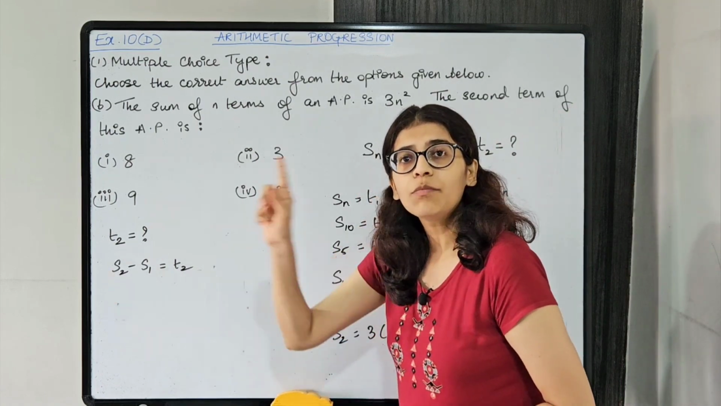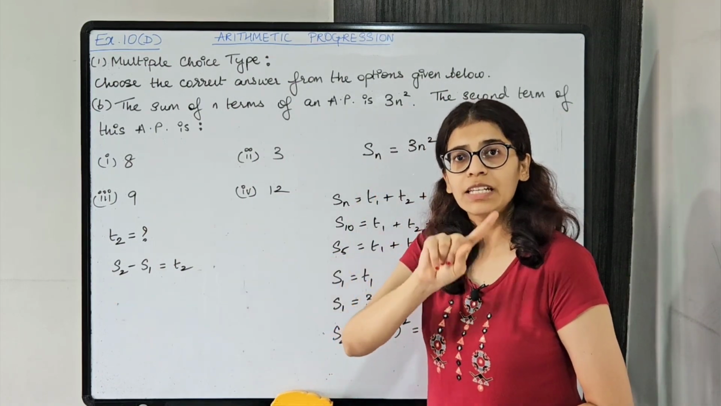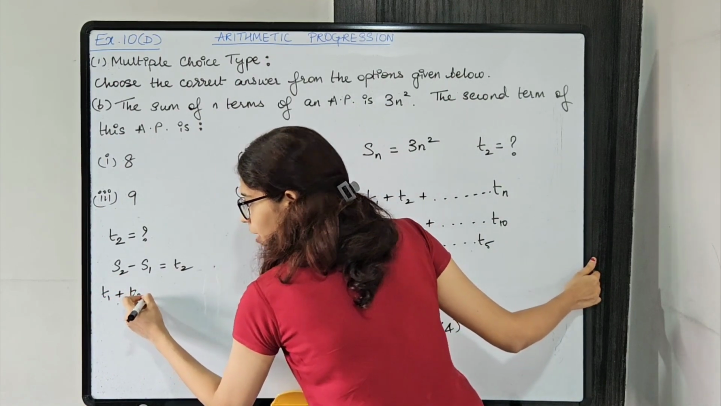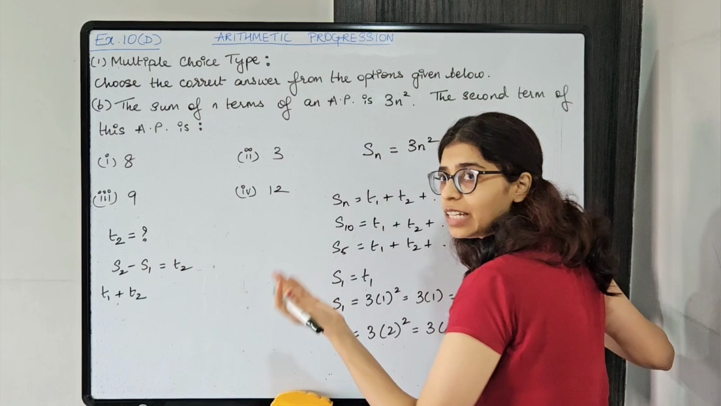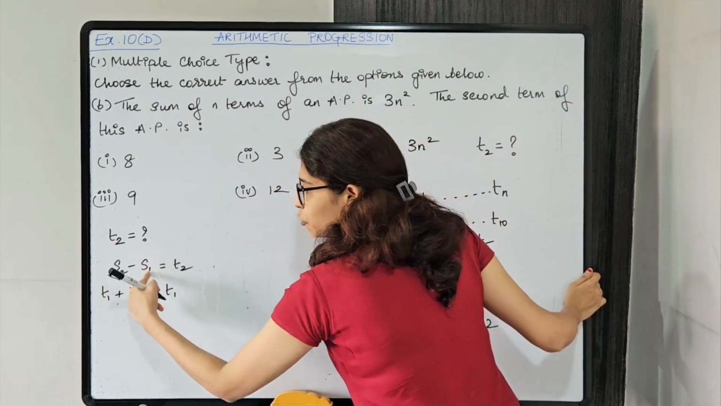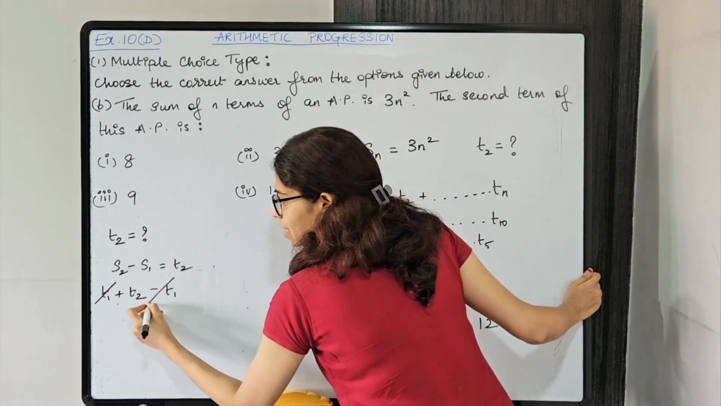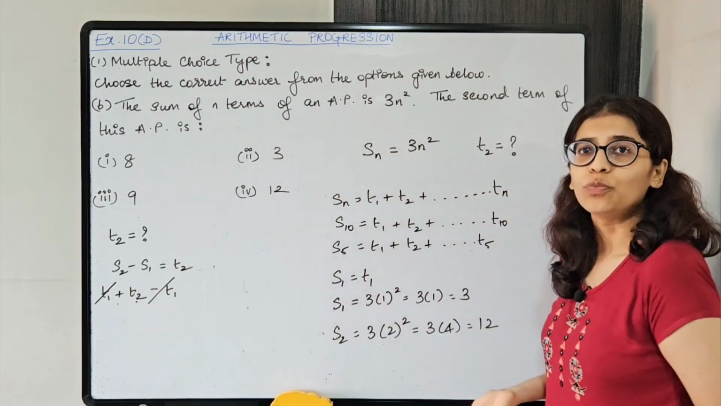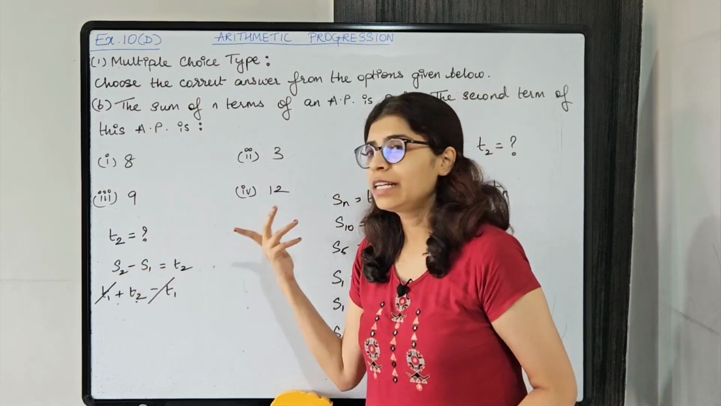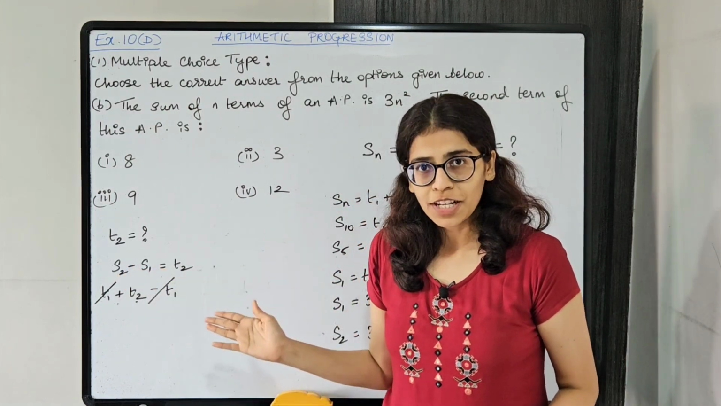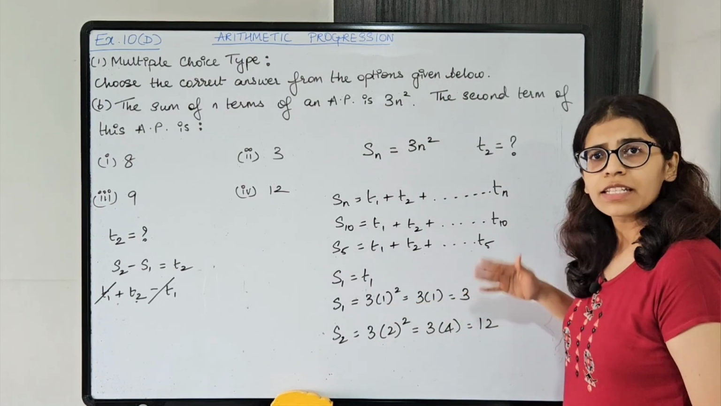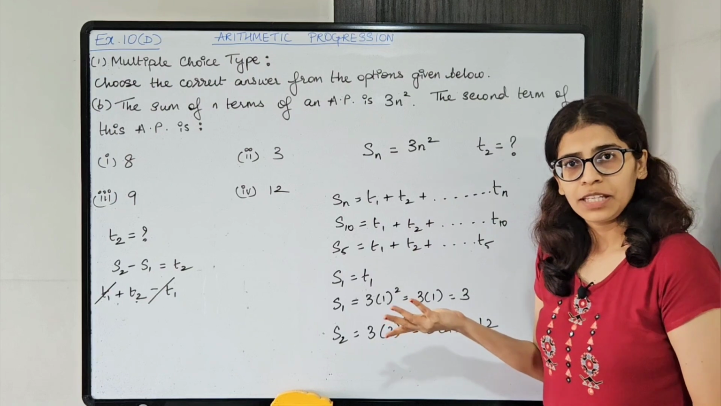S2 क्या है? Sum of first two terms of the AP, that is T1 plus T2. तो ये क्या है? T1 plus T2, correct? ये क्या है? T1 itself, so minus T1. So when I subtract this, T1 cancel हो जाएगा. All I am left with is T2. Okay. So S2 minus S1 will give me the second term of the AP. Alright. मेरे पास S2 का value है, S1 का value है. Let us subtract and find out the second term of the AP.